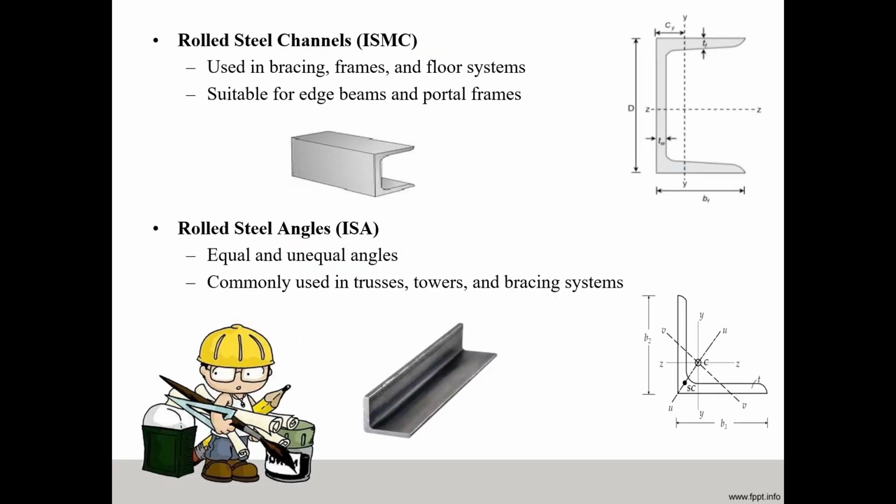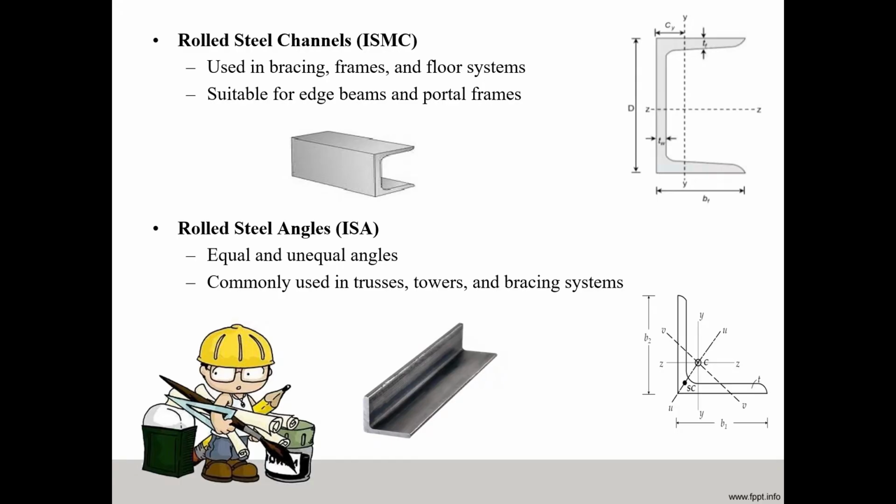The next type is the rolled steel channel section, that is ISMC. Here also it shows the cross sectional view and the longitudinal section of this channel section. The channel section is used in bracing frames and floor systems, and is suitable for edge beams and portal frames. The next is the rolled steel angle section, that is ISA. The figure shows the longitudinal and cross section of this angle section. The angle sections are equal and unequal angles, commonly used in trusses, towers and bracing systems.